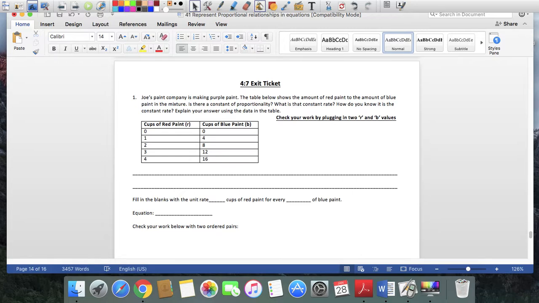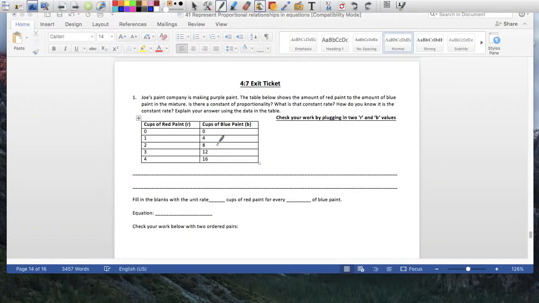It says paint can be purple. The table below shows the amount of red paint to the amount of blue paint. Okay, so we need red paint to blue paint. Let's make this x. Let's make this y.